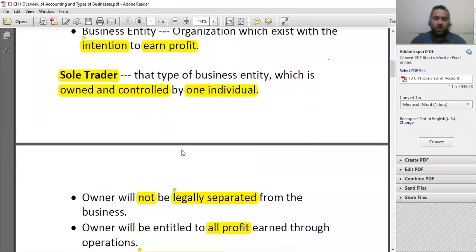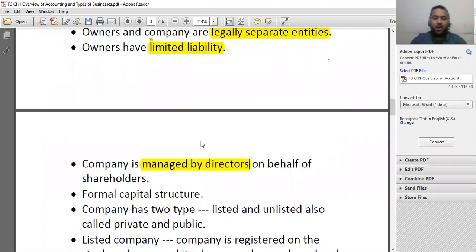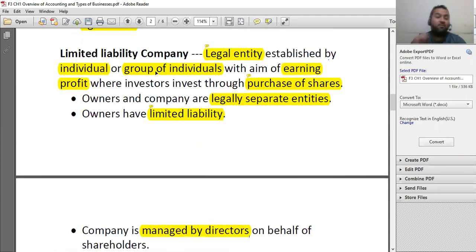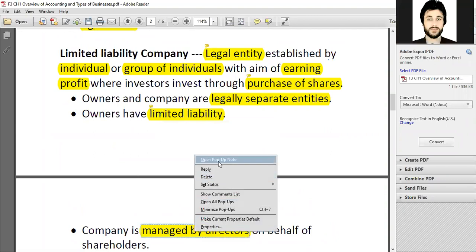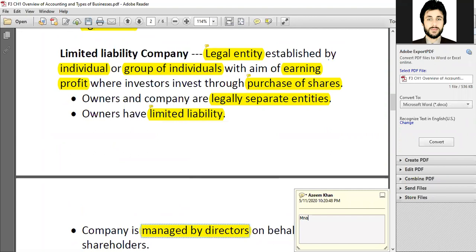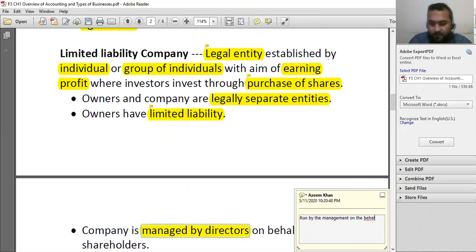Same in the partnership. While in a company, the owner will do what? In most cases, the owner will not be involved in the running of the company. So who will run the company? It will be run by the management, the directors, on behalf of the shareholders. Clear? Now because of this, we have a problem, the agency problem.